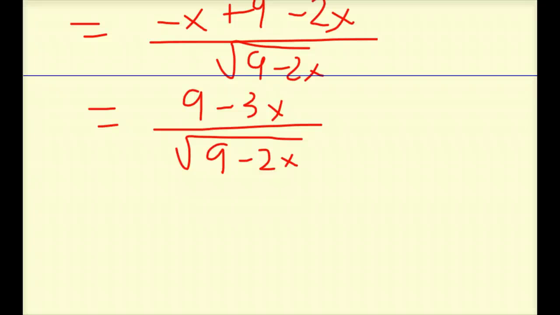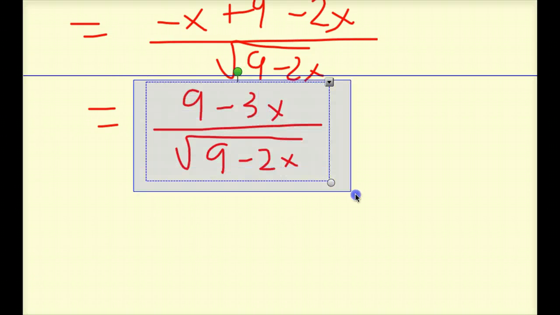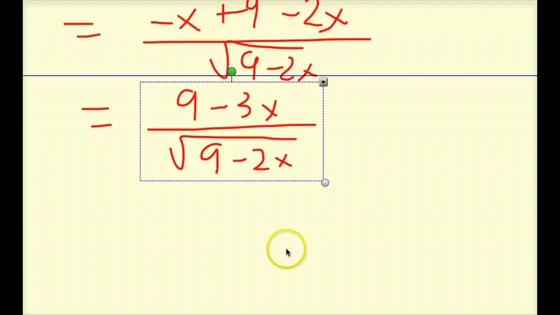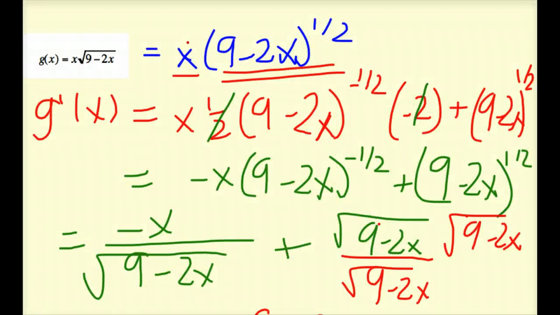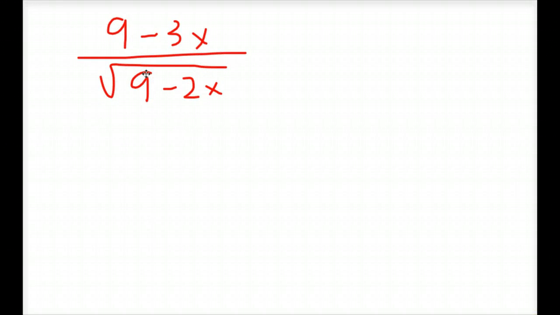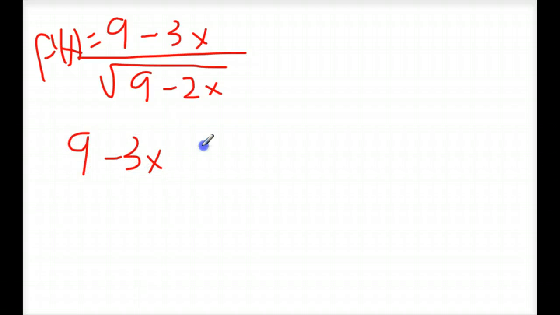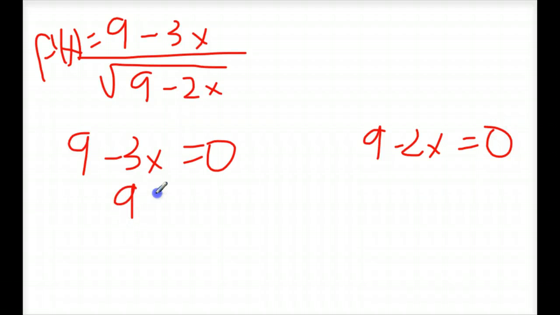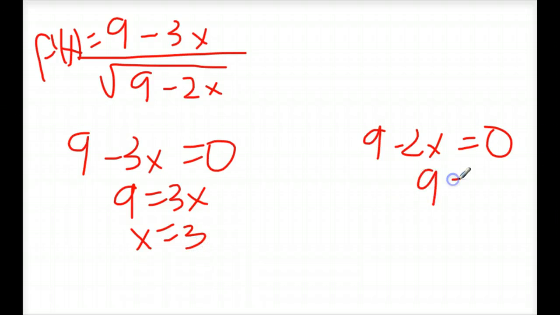Let's do this on another page. Right here. So here's my derivative. Let me just make sure we label that our derivative. F prime of x is equal to this. So I set the top equal to 0, and I also set the bottom equal to 0. I don't need that radical because that's just going to square things, right? So I get 9 is equal to 3x, x is equal to 3. 9 is equal to 2x, x is equal to 9 over 2.